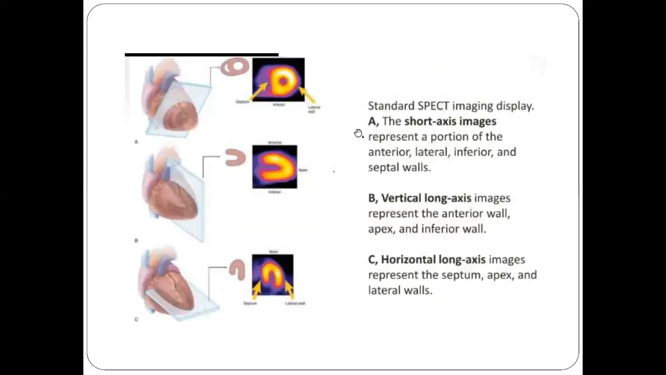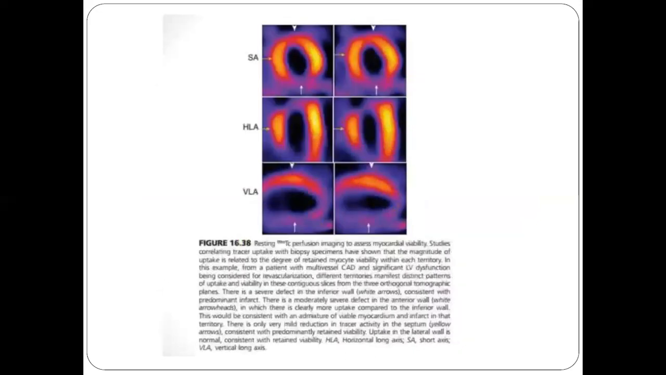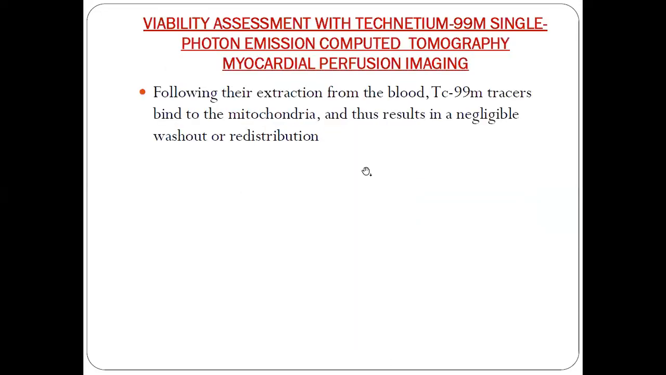Okay, so standard SPECT images display the short axis, which represents the anterior wall, inferior wall, lateral wall, and septal wall. So you can see here. And now if you see this part, this is the infarct area. In this part you can see decreased uptake, that is the lateral part and the inferolateral part. You can see even in the posterior wall there is decreased uptake. So stress-induced ischemia you can see here. Again, there is decreased uptake. That means there is decreased viability of that tissue.